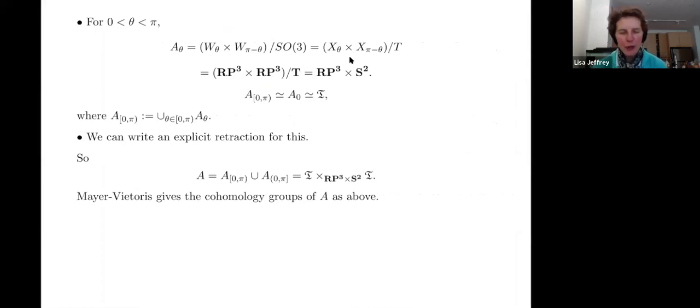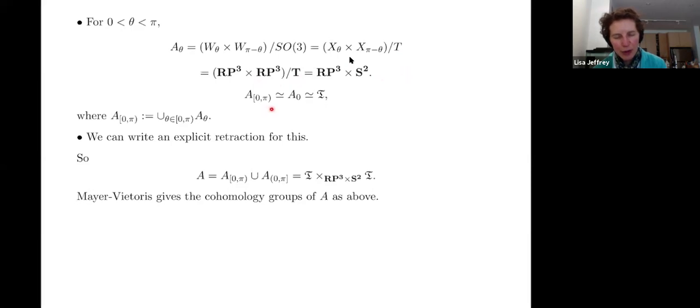Then we can restrict. W theta meant that you knew what the conjugacy class of the commutator was. X sub theta means that you have restricted the value of the commutator, not just its conjugacy class. So here, when you've made that restriction, you can quotient only by the maximal torus. Because using Meinrenken's result, we'd established that X sub theta was equal to RP3. So these things are just RP3 cross RP3, quotiented by the maximal torus. In other words, RP3 times S2. S2 is RP3 quotient by 2.